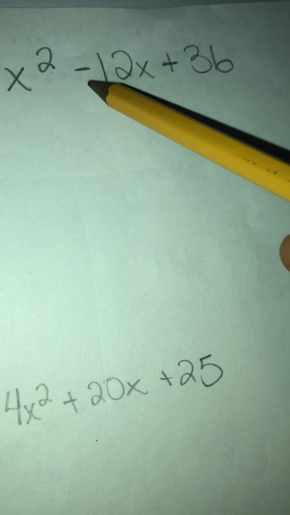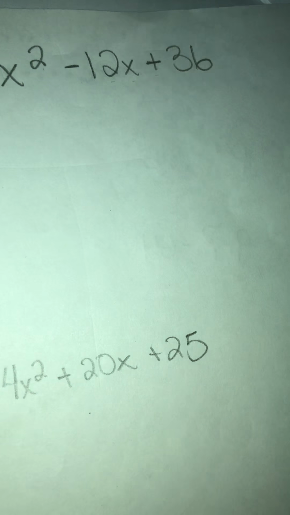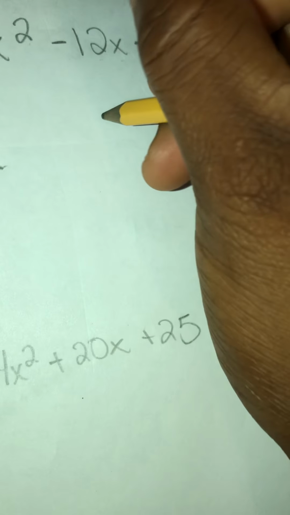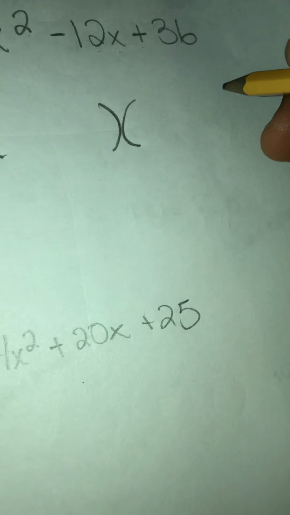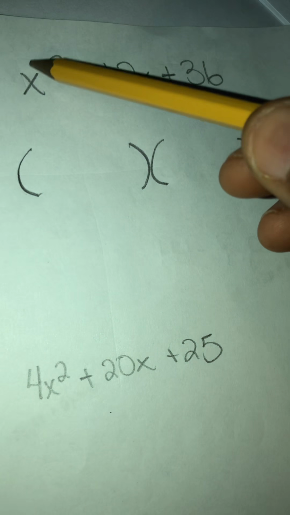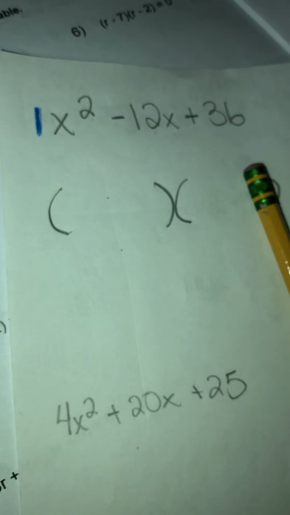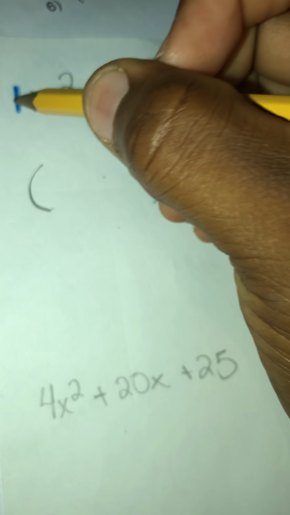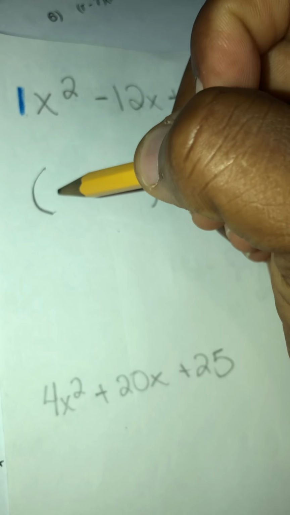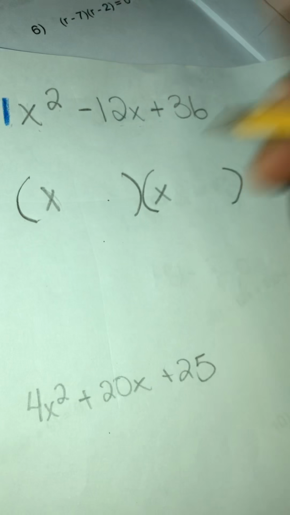x to the second power minus 12x plus 36. So basically what I'm trying to do is I'm trying to see what my factors are going to be. But this one is a little more simple. So here I have a 1. So I'll put it in blue. So the square root of 1 is 1, but I don't write 1. The square root of x to the second power is x. So I put an x here and I put an x here.